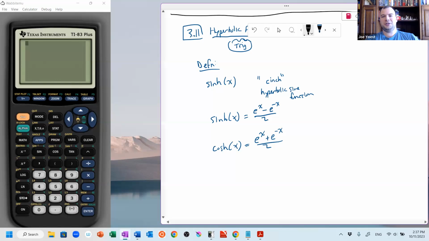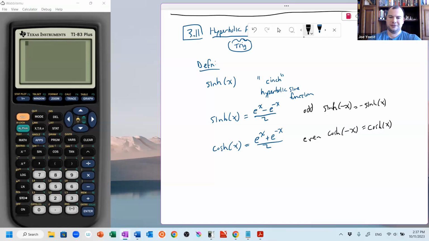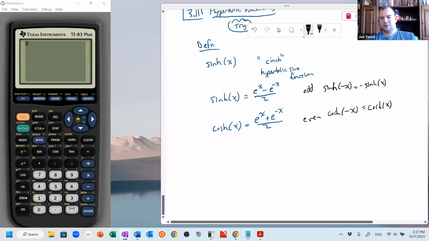And we might already see a little bit of relationship with the regular trig functions. We note that sinh of x is odd. In other words, sinh of negative x equals negative sinh of x, and cosh of x is even. Cosh of negative x equals cosh of x. So they have these nice symmetry properties. We also see that they're pretty clearly related to one another, and we'll investigate that a little bit more later on.